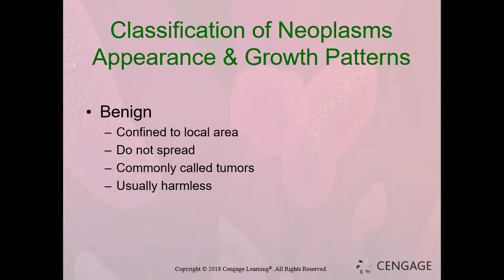A benign tumor is usually going to be confined to a local area. It's not going to spread. They're commonly called tumors, even though they're benign, and they're usually harmless. Now, not always. I have heard of a benign brain tumor causing problems because even the small growth it does causes problems sometimes with vision or memory or other problems, and they'll actually have to go in and take it out even though it's a benign tumor.